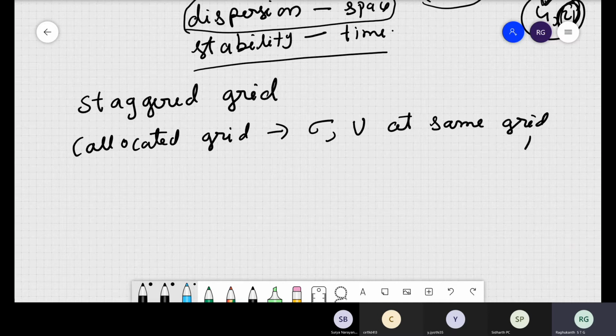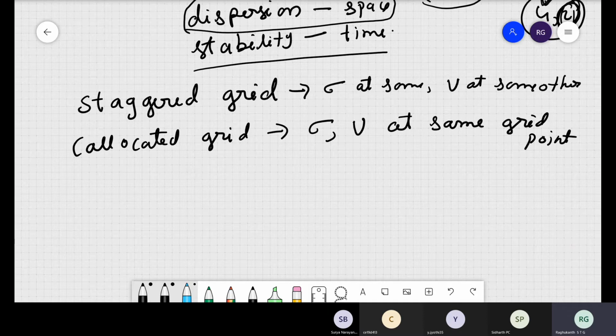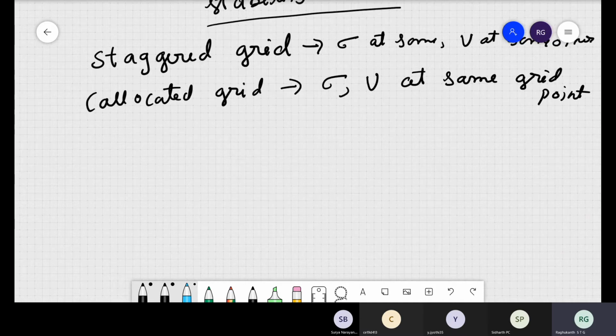There's one more interesting scheme: staggered grid means sigma at some point, then V at some other point. And we have seen other schemes also, because you have to match the derivatives at a particular point. So you define various kinds of grids. Now you can define a collocated grid itself.